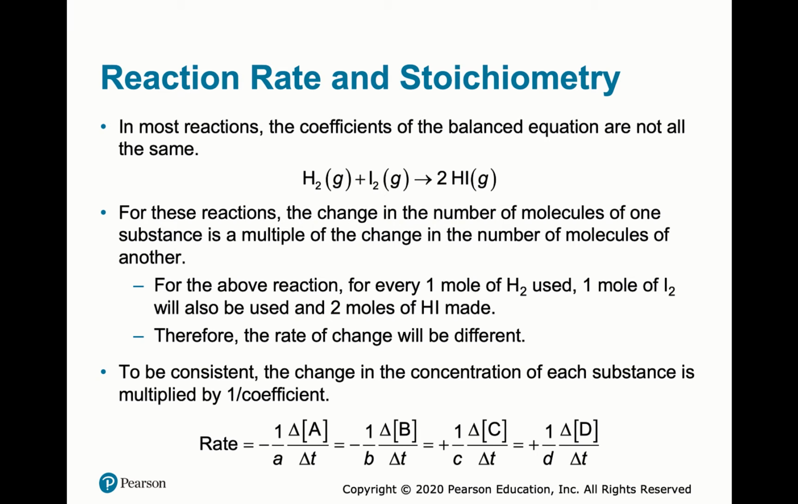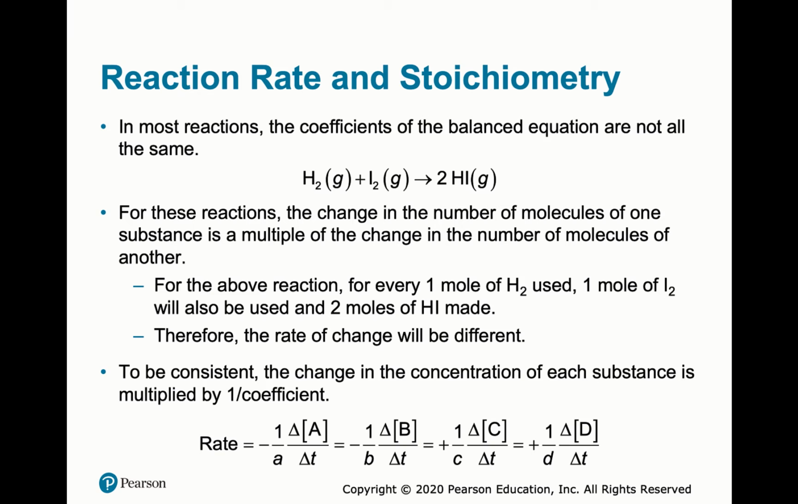So, reaction rate and stoichiometry. This is important for the rates in terms of the ratios in the reactions. So this is easy, it's 1 to 1 to 2. Every 1 mole of hydrogen and 1 mole of iodine that's consumed, 2 moles of hydrogen iodide are generated.